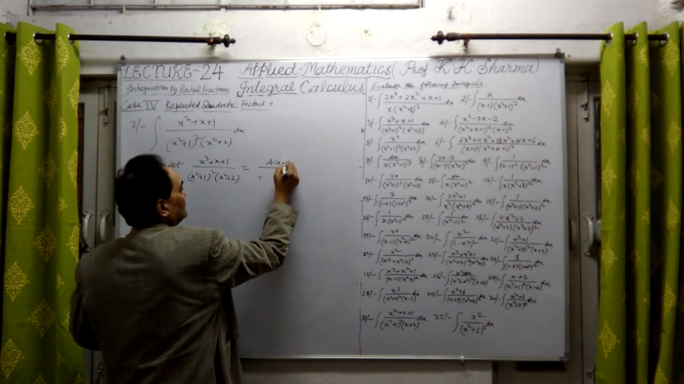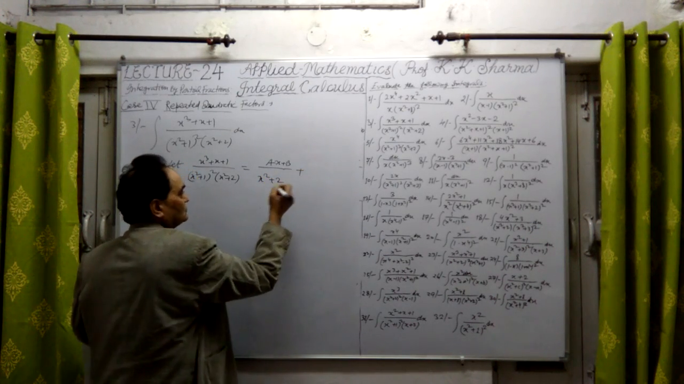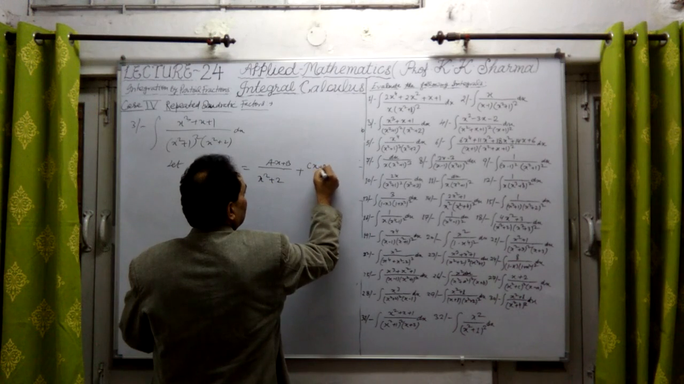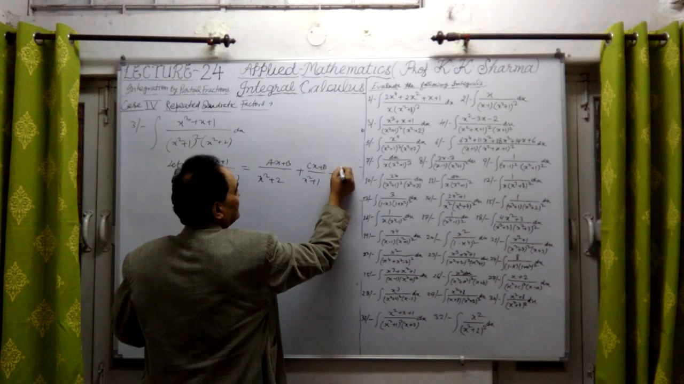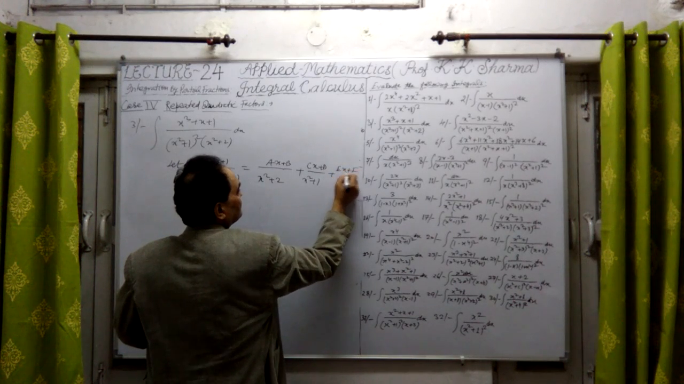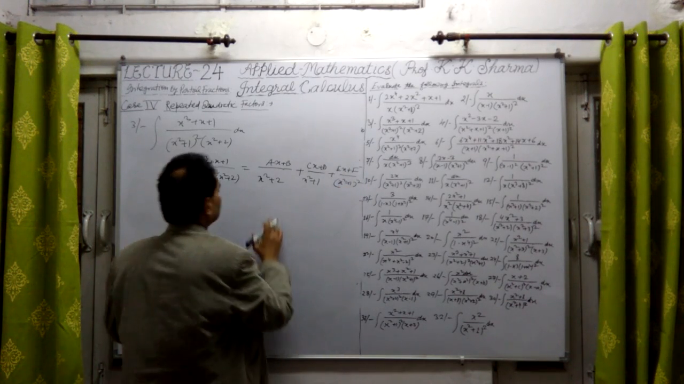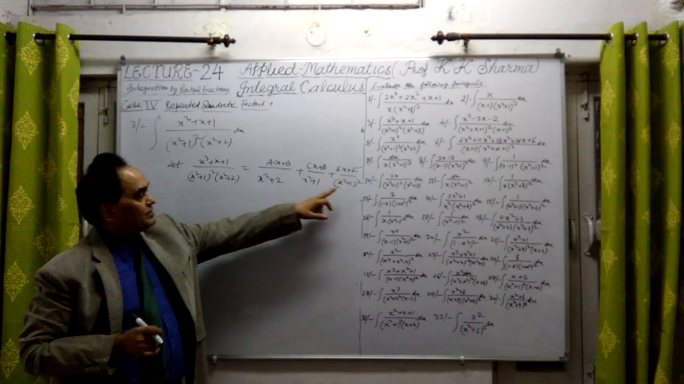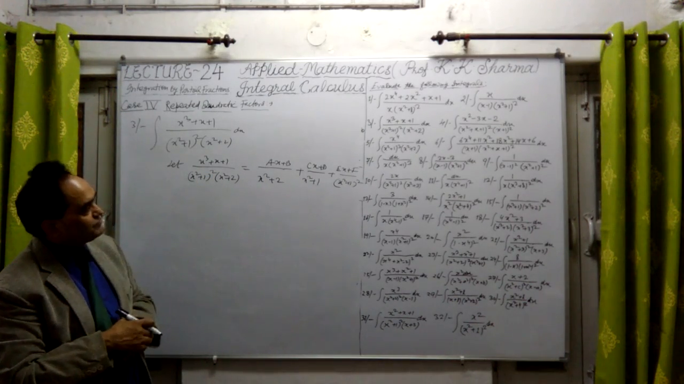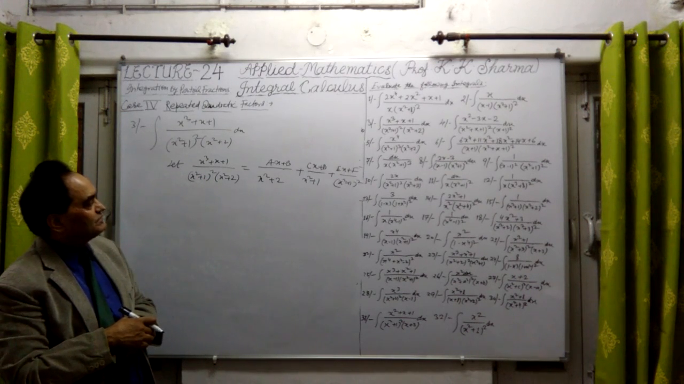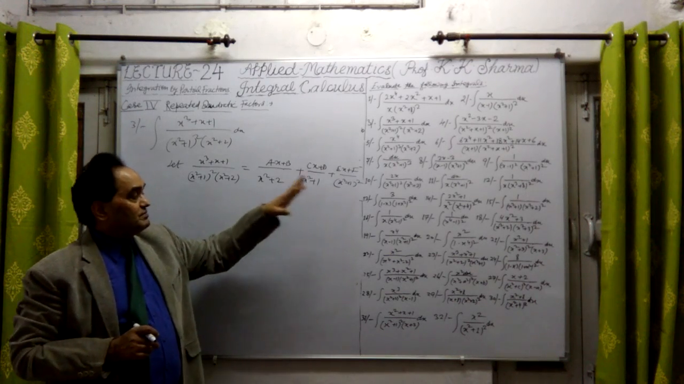ax plus b, the first one, upon x square plus 2, a quadratic factor, plus cx plus d on x square plus 1, plus ex plus f divided by x square plus 1 whole square. This is repeated 2 times, but this is another quadratic factor which we have written the first time. So ax plus b, plus whatever number of times the repetition is there, that many times it will appear.